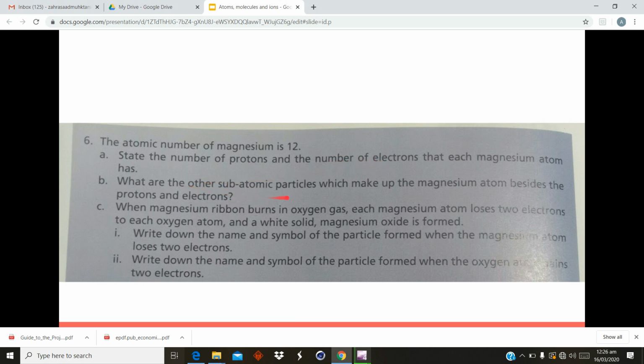What are the other subatomic particles which make up the magnesium atom besides the protons and electrons? We all know that neutrons also make up the nucleus. So neutron is the subatomic particle that is still not discussed.